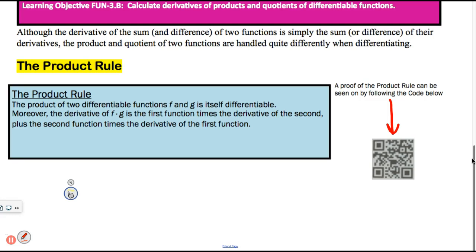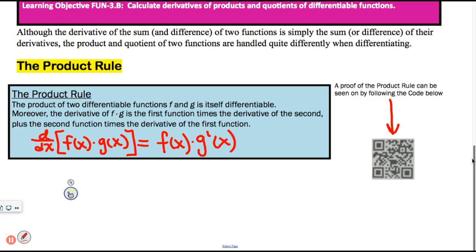So when we're taking the product of 2 functions, I'm going to call them f and g again, and we're taking the derivative of a product of 2 functions that are differentiable, which means you can find their derivative, then we do the first function, write it down. It's x squared, you write down x squared, times the derivative of the second function, plus the second function times the derivative of the first.